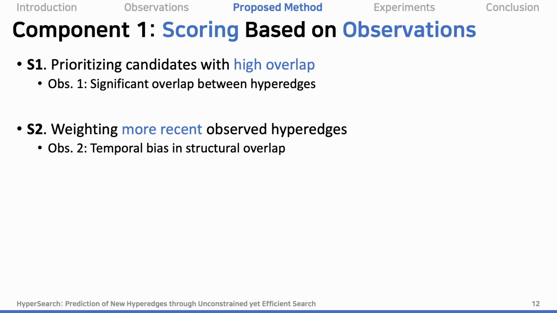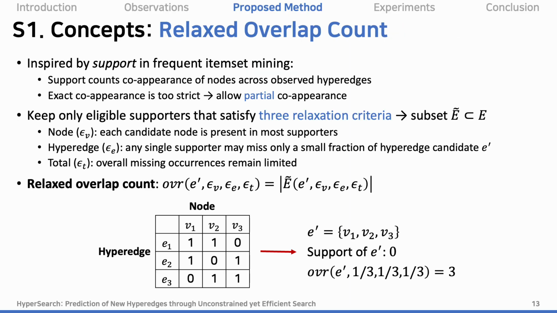Our main idea is to score each new hyperedge based on these observations. That is, we design a scoring scheme that reflects them, and I'll now explain each component in more detail. Let's start with the support concept from frequent itemset mining. Given a candidate, it counts the hyperedges that contain all the nodes in the candidate, but the exact coverage can be too strict, so we allow partial coverage through relaxation. We apply 3 relaxation criteria: node, hyperedge, and total, to allow partial coverage.